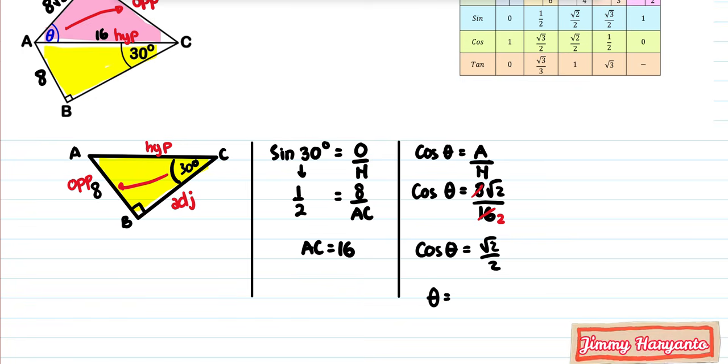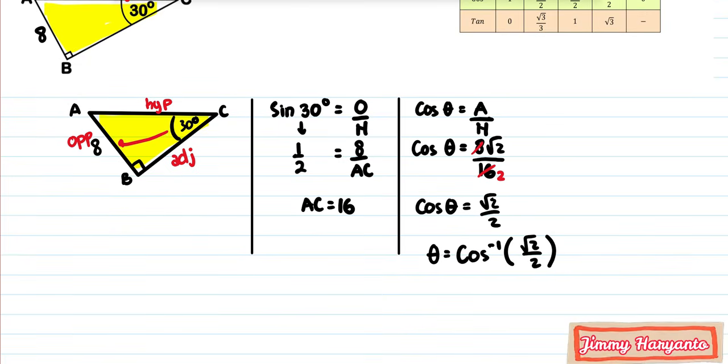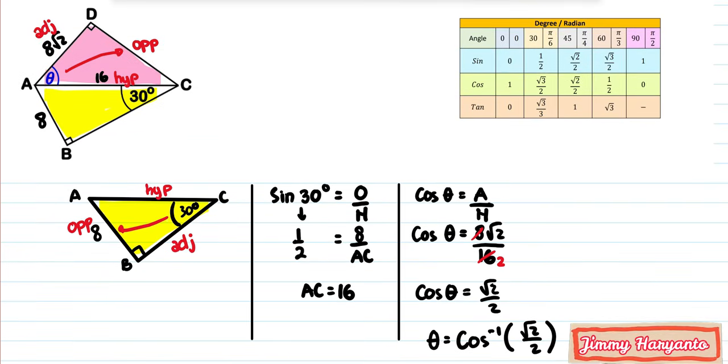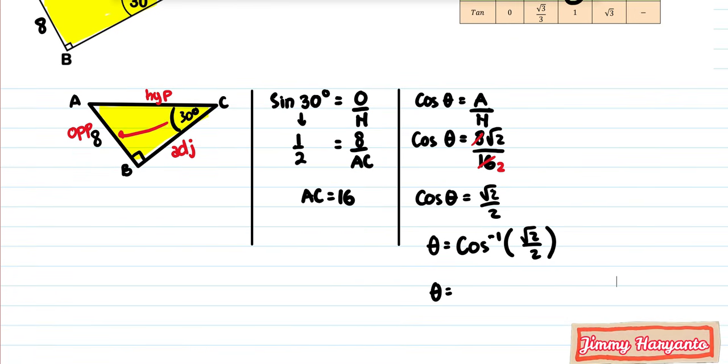Okay, I want to teach you how to write it correctly. When you want to find the theta, you can write it like this before you find the value. Yeah, cos inverse of square root of 2 over 2. And then to find the theta, you only have to see the table. In the table, cos 45 is square root of 2 over 2. So the theta is 45 degrees. There you go.